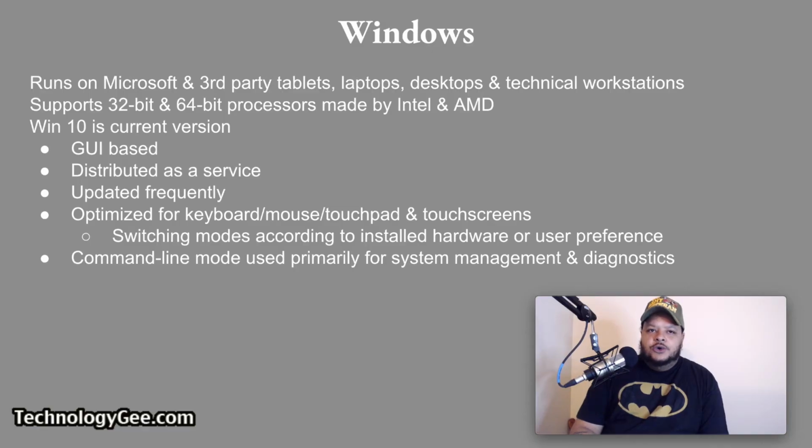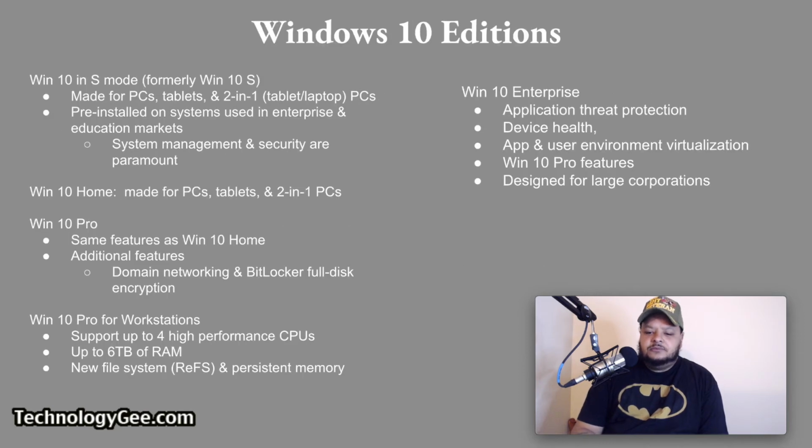Let's talk about Windows. Windows runs on Microsoft and third-party tablets and laptops and on third-party desktop computers and technical workstations. Currently, it supports 32-bit and 64-bit processors made by Intel and AMD. The current version, Windows 10, is GUI-based and distributed as a service that is updated frequently. It is optimized for keyboard, mouse, touchpad, and for touchscreens, switching modes according to installed hardware or user preference. Windows 10, like previous versions of Windows, also has a command line mode used primarily for system management and diagnostics.